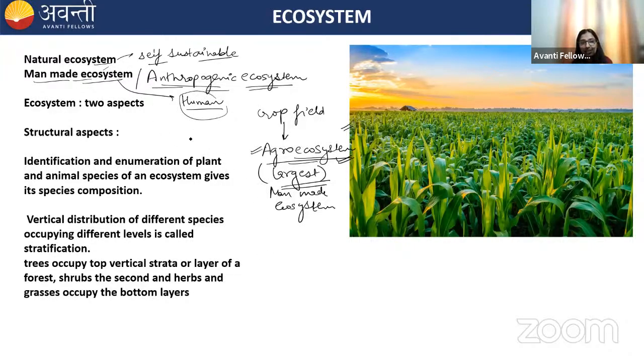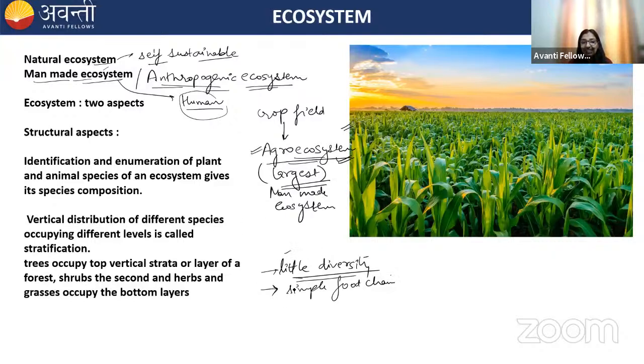There are some characteristics of the man-made ecosystem, that they have little diversity. As you can see in the image, this is a field. In this field, only one variety is growing. So in a man-made ecosystem, you will observe little diversity. You will observe a simple food chain. Like in an aquarium. Aquarium is also a man-made ecosystem. We are providing the nutrients from outside to all the organisms which are present in the aquarium.